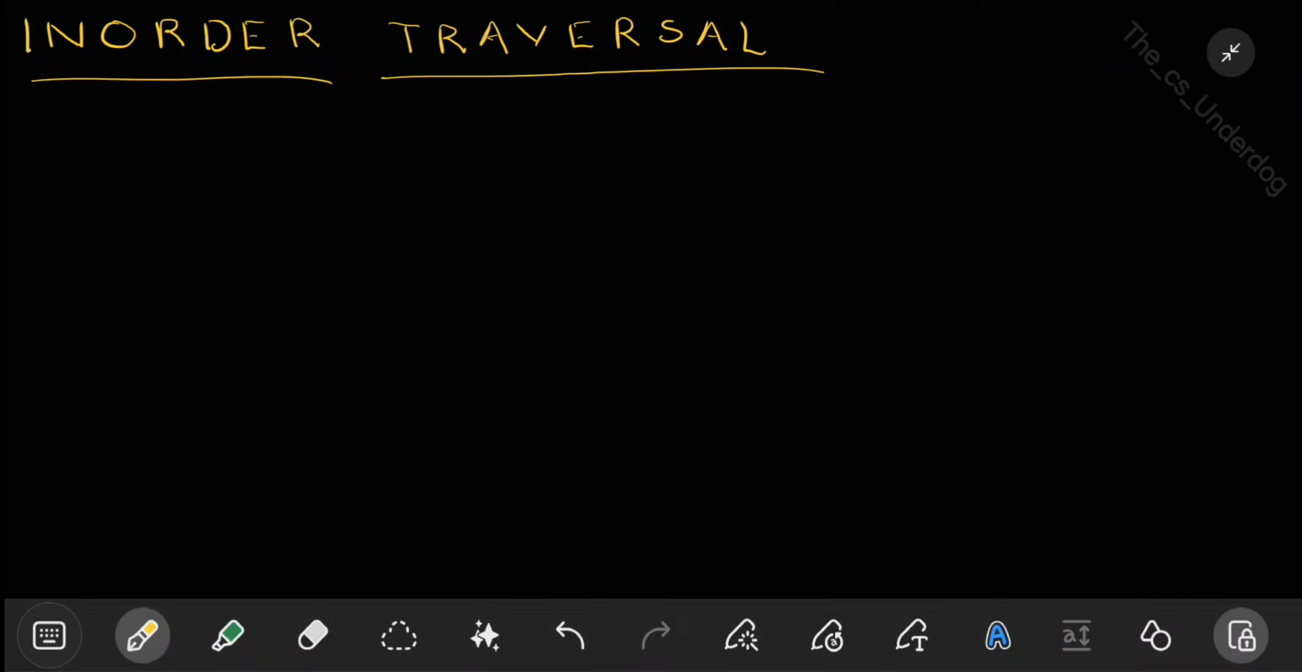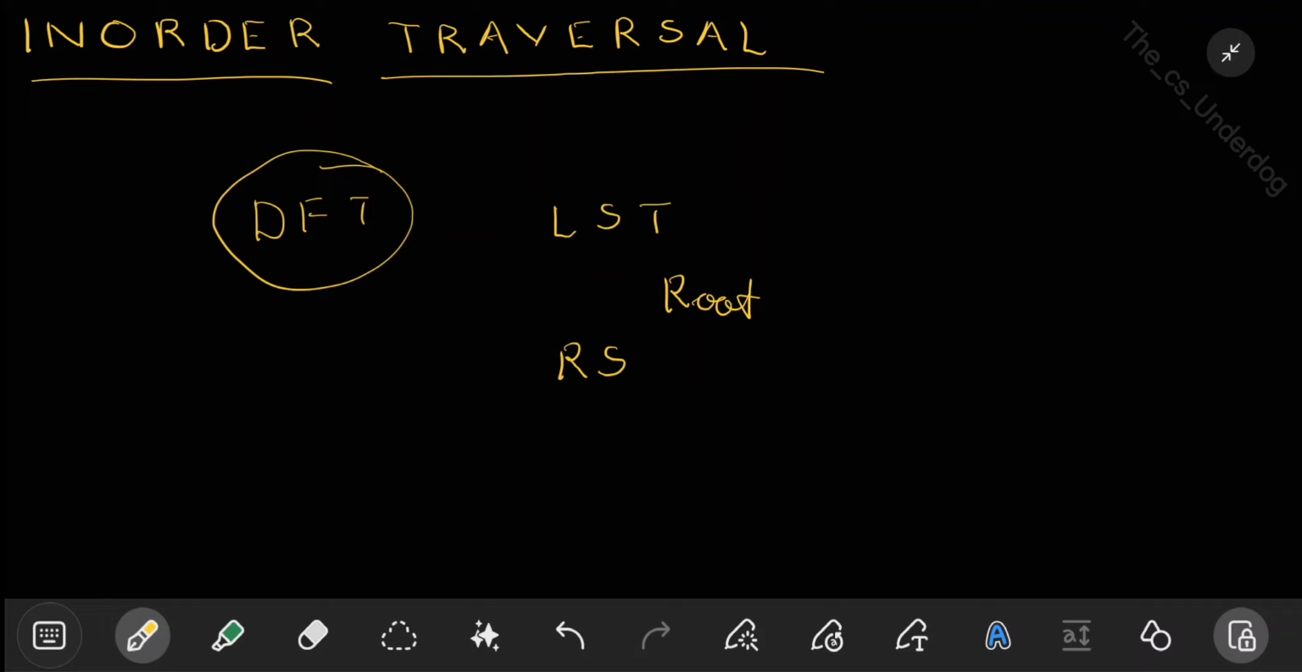Inorder Traversal. Inorder Traversal is a type of depth-first traversal technique in which you visit the left subtree first, then you visit the root, and after that you visit the right subtree. So this is the order of traversal in inorder.